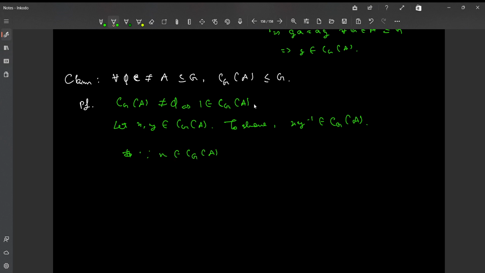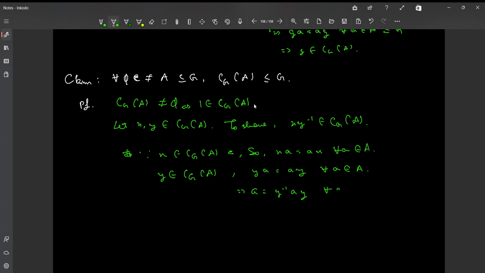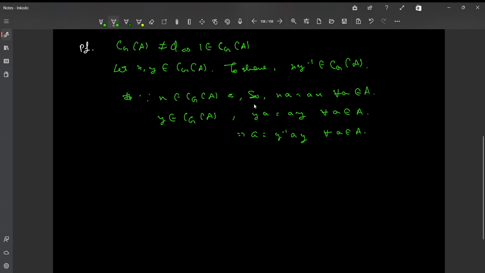So if X is in the centralizer of A in G, then Xa is equal to aX for all small a in capital A. Similarly, since Y is in the centralizer of A in G, Ya is equal to aY for all a in capital A. Right? What we are trying to do here is left multiply by Y inverse on both sides. So we get a is equal to Y inverse aY for all a in capital A. What we do is we impose this here.